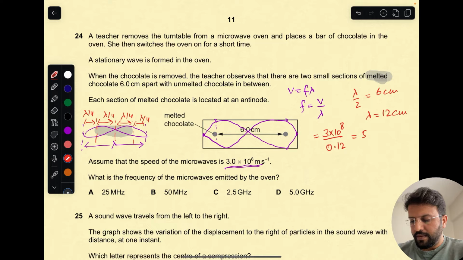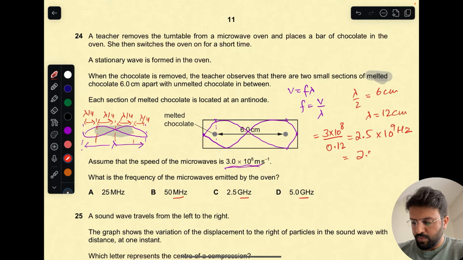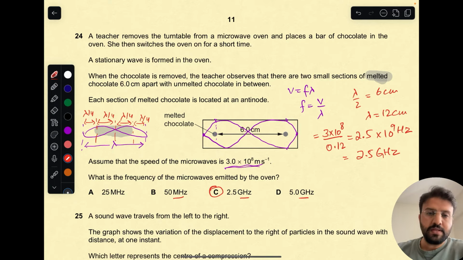You will get 2.5 into 10 raised to power 9 hertz. You have to convert this into mega or gigahertz. Giga is 10 power 9, so it can be written as 2.5 gigahertz. It's option C that is correct.